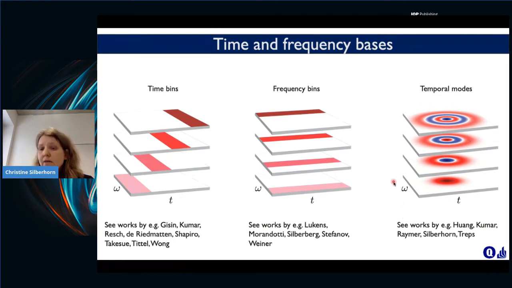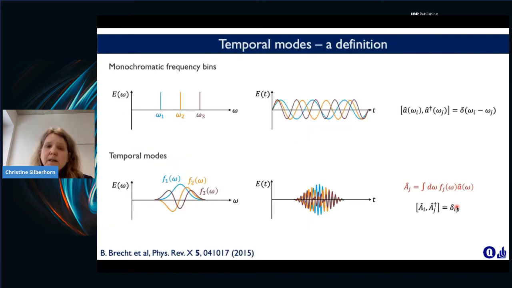And one thing you can directly see, these temporal modes are neither frequency nor time bins, but they are kind of in between, because they live in a space which occupies time and frequency on an equal basis. Now, to be a little bit more specific, you can have monochromatic frequency bins, and this is what you do in a standard textbook approach for quantum optics.